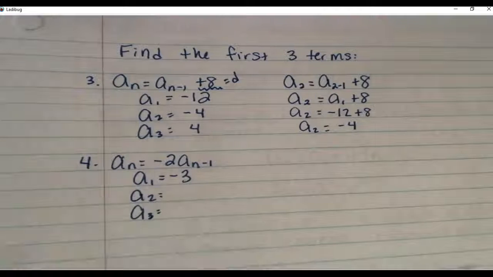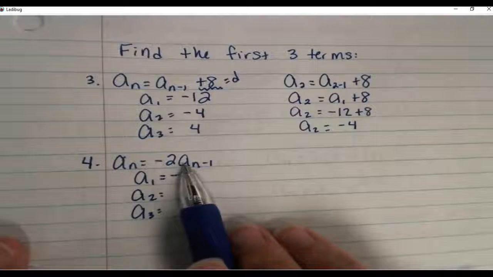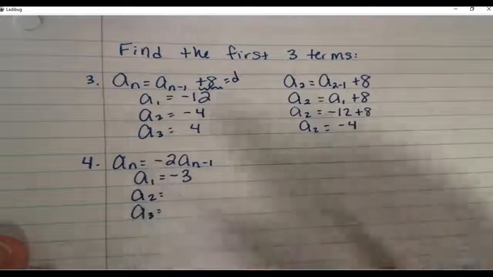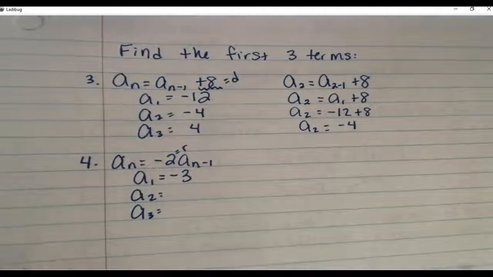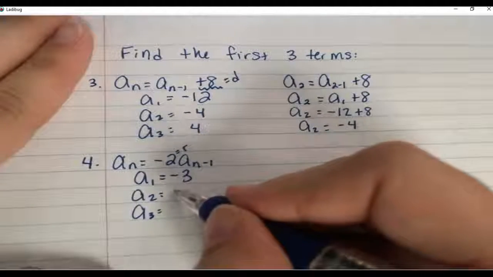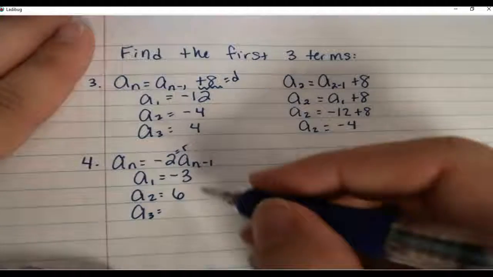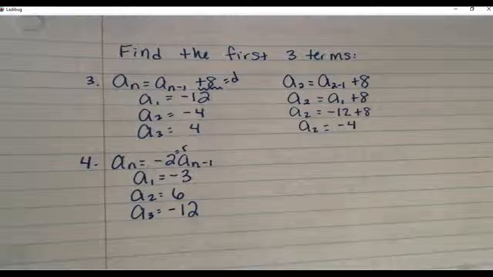So what is happening each time? What operation is between the negative 2 and this a? Yeah, multiplication. So we're just multiplying by negative 2. So that negative 2 is our r. So we just multiply. So negative 3 times negative 2, 6. And 6 times negative 2, negative 12. And that's it.